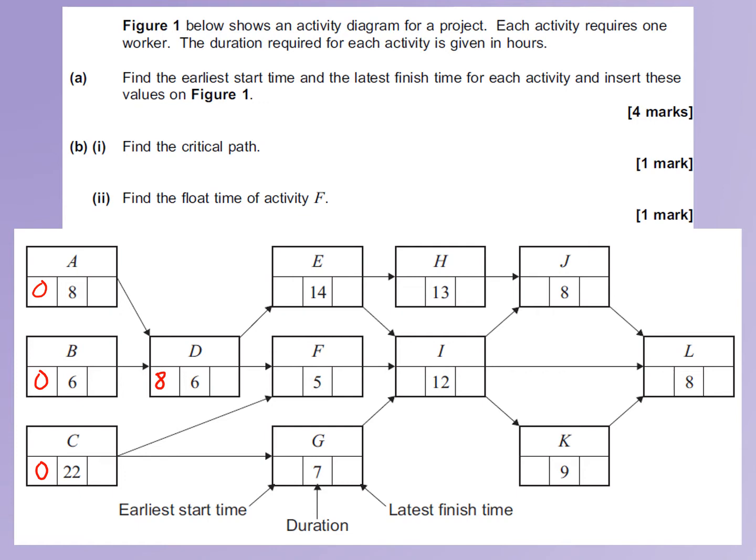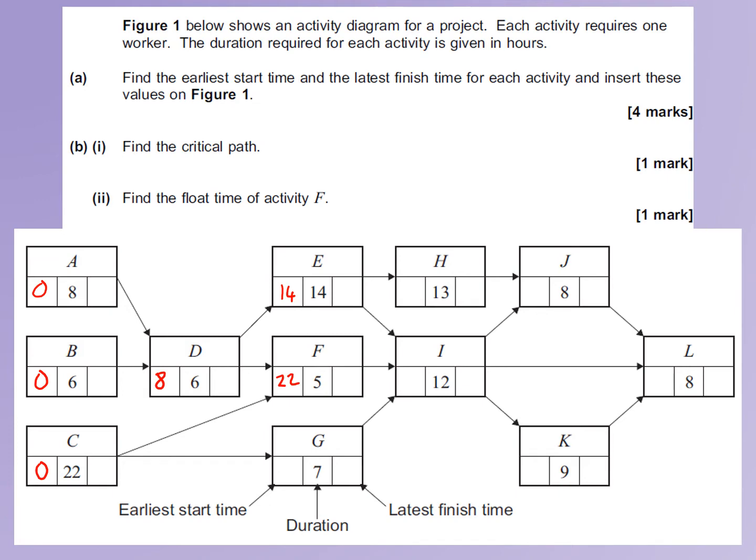So we can now look at activity E. Activity E only has one predecessor, which is D. So if we do 8 plus 6, we get 14. Activity F has two immediate predecessors, D and C, so we want to find the largest sum of the earliest start time and the duration. So for D we've got 8 plus 6, which is 14, but for C we've got 0 plus 22. So 22 is going to be the earliest start time for F.